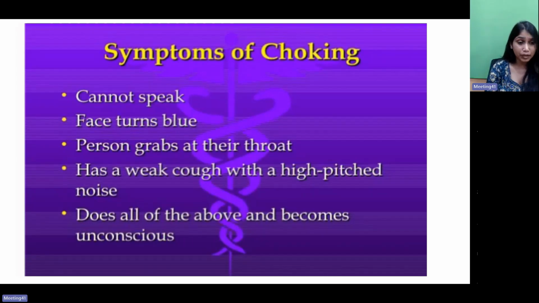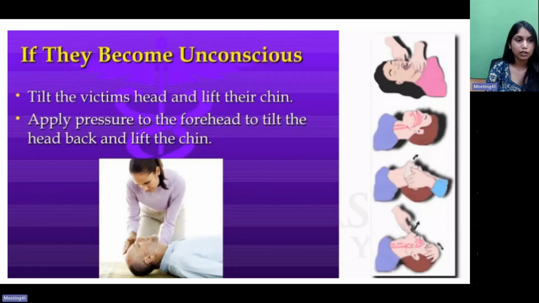They will have a weak cough with a high-pitched noise. So there will be a weak cough, but the noise will be high-pitched. And after all of the above happens, they will become unconscious. They won't have any sense at that time. So if they become unconscious, then what happens?